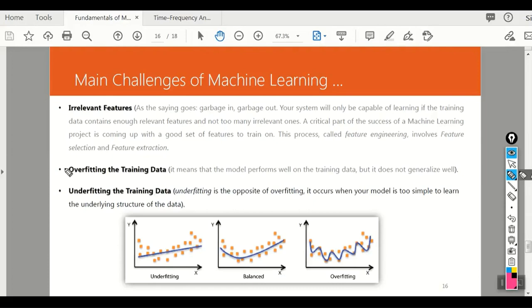Other phrases that you may face in this field are overfitting the training data and underfitting the training data. Please consider this diagram. Our data is these yellow square objects. In the middle diagram here, the system fits this blue line to the data. Then if we have new data, the system can decide which place the new data is related to. But if we have overfitting, please consider overfitting here.